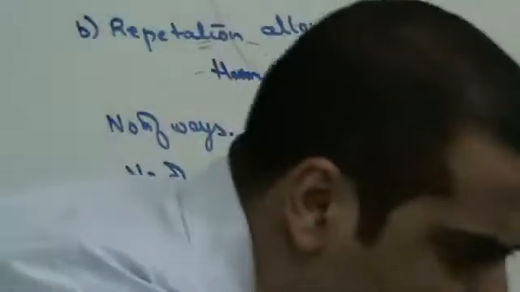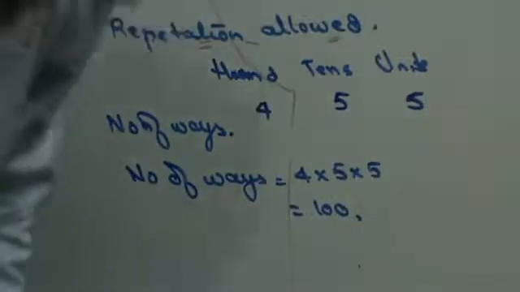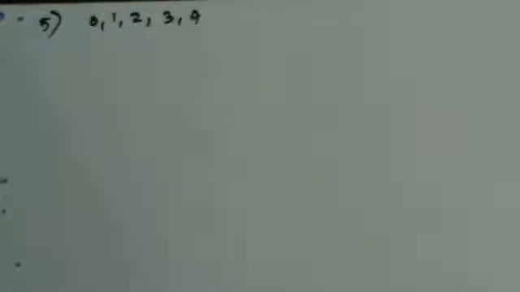How many numbers of 4 digit can be formed with the digits 0, 1, 2, 3, 4? If repetition is not allowed.